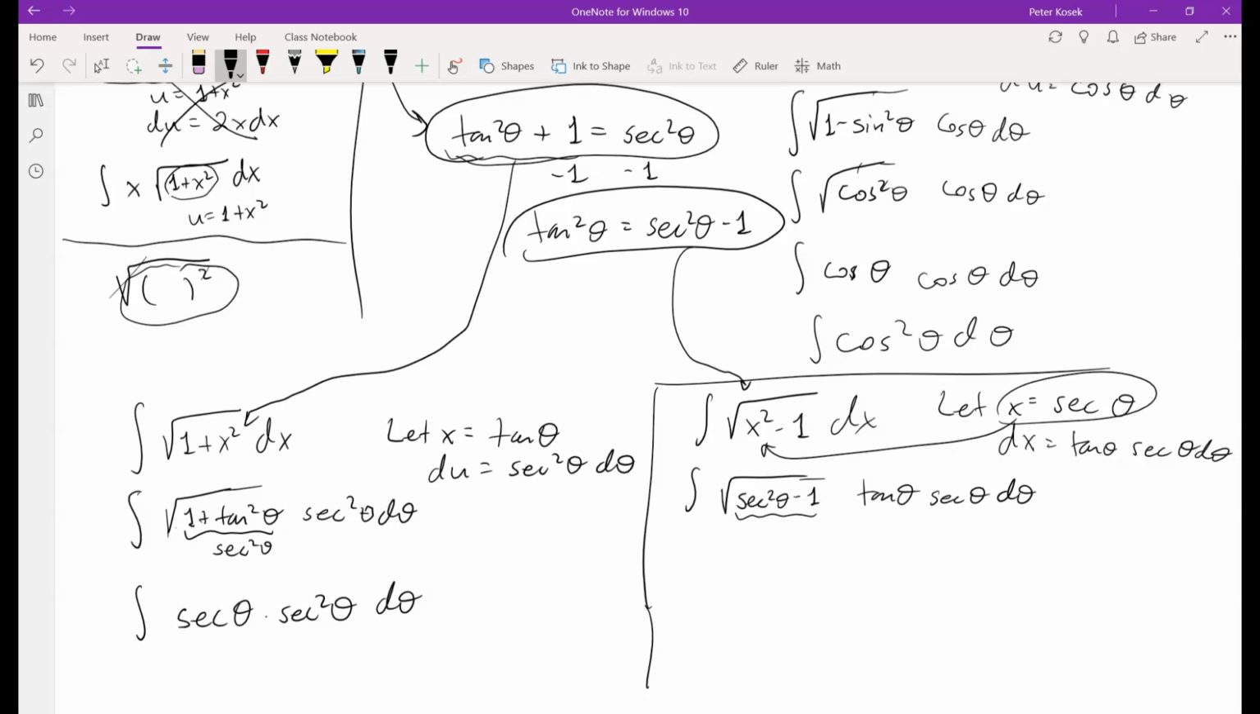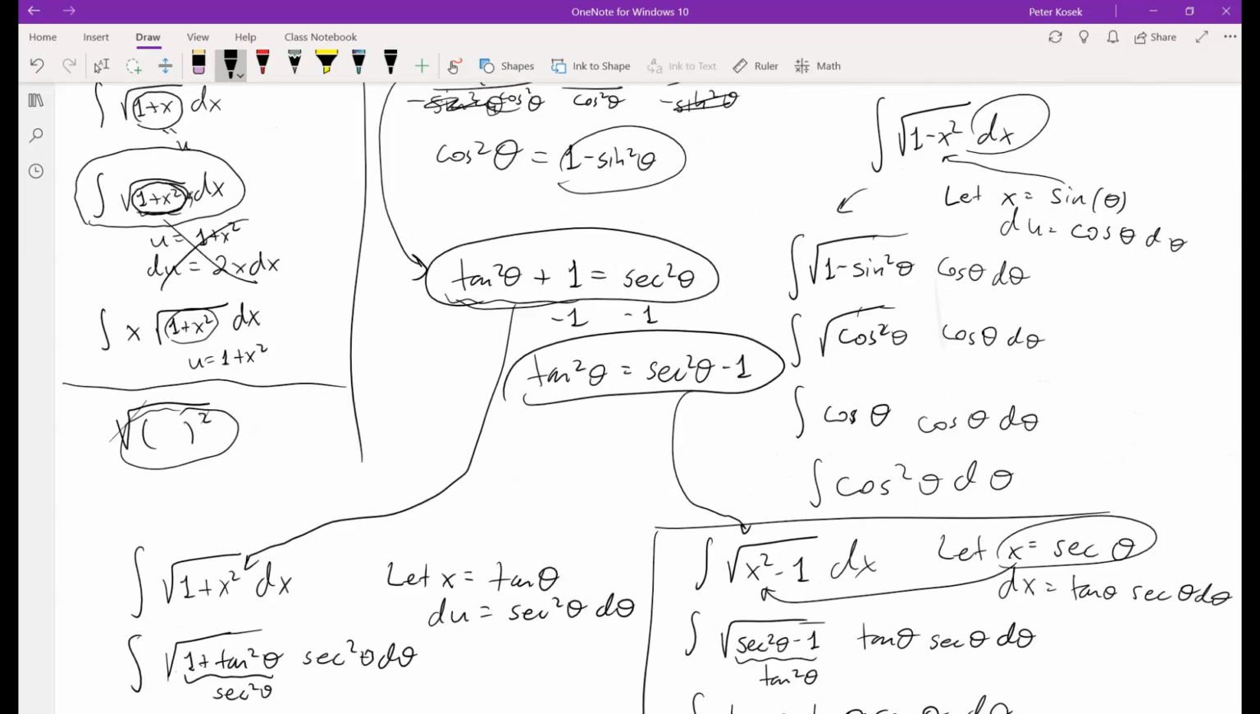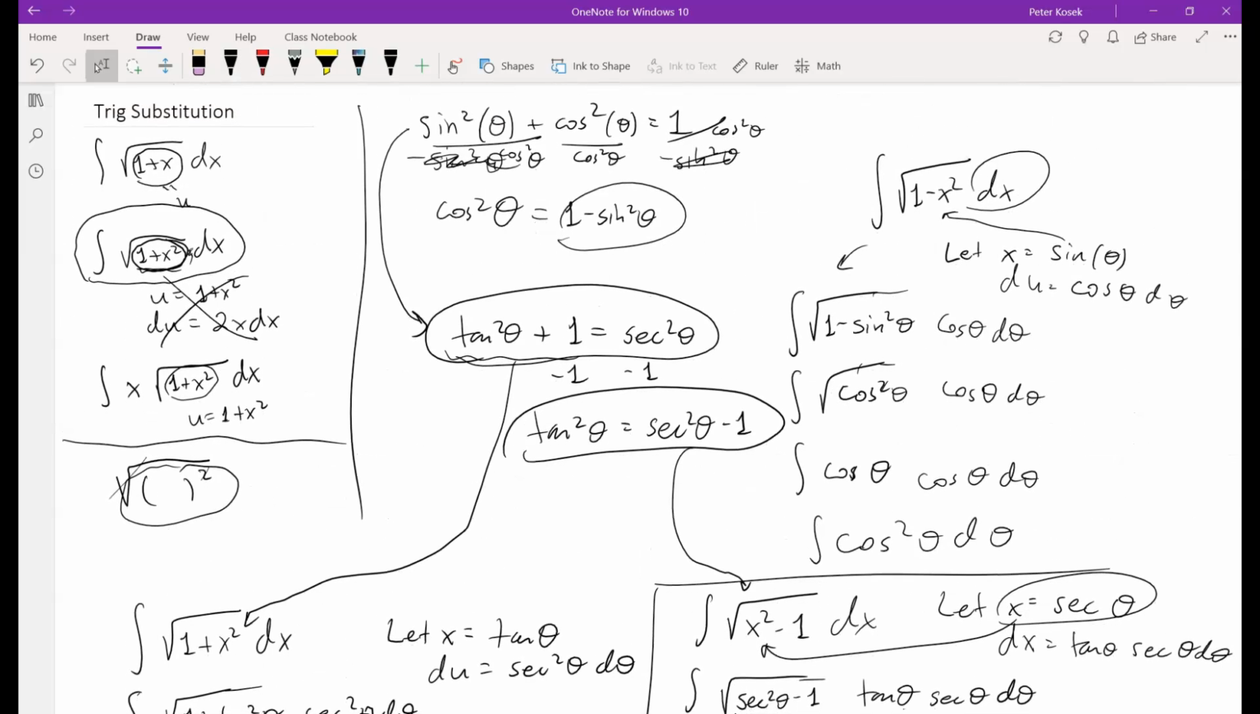But the important part is that we get rid of the square root by seeing that this is the same thing as tan squared theta. So now I have the integral of tangent theta times tangent theta secant theta d theta. So this is the very basic foundational idea behind your trig substitution: you're going to have these three formulas. Your cosine squared is equal to 1 minus sine squared, tan squared plus 1 is equal to this and this. And they all are derived from the Pythagorean identity for trig functions.